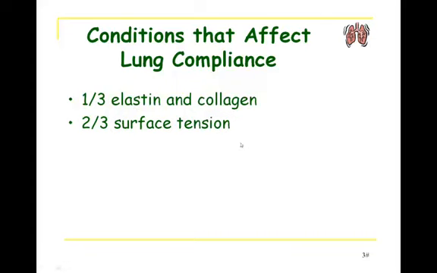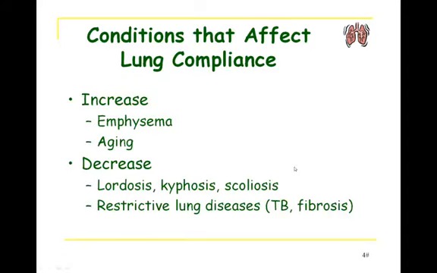We are going to be looking at surface tension shortly, but I want to give you a couple clinical conditions that affect lung compliance, and it has to do with changing the structure of the lung, changing the amount of elastin or collagen that you have in either the lung tissue or the thoracic wall. So two examples of lung compliance. The first is something that would increase lung compliance. The second example is things that decrease lung compliance. So let's look at the first one.